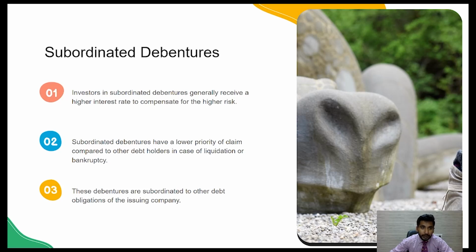Next up are the subordinated debentures. Investors in subordinated debentures generally receive a higher interest rate to compensate for the higher risk. So basically, these are the debentures which are at higher risk, and that is why their holders also get a higher rate of interest. Subordinated debentures have a lower priority of claim compared to other debt holders in the case of liquidation or bankruptcy. These debentures are subordinated to other debt obligations of the issuing company.